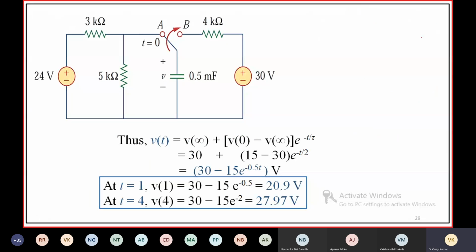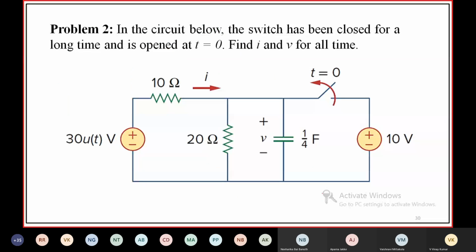Finally, after putting in all the values, you'll get the expression like this. This is the expression for T greater than 0. So at T is equal to 1, V of 1 is equal to this much. At T is equal to 4 seconds, V of 4 is equal to 27.9 volts.